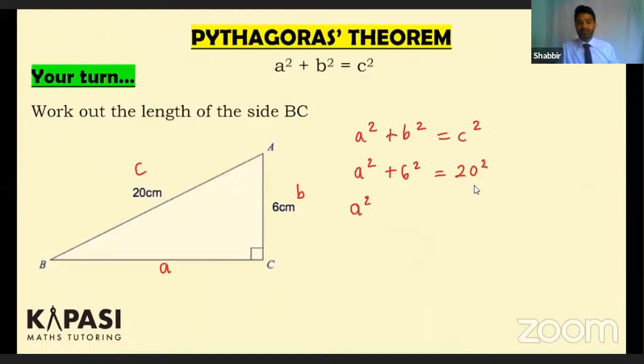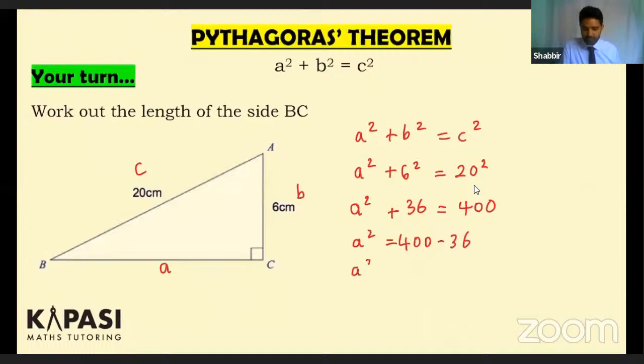I'm just going to leave A squared there, plus 36. 6 times 6 is 36. 20 times 20. Well, 2 times 2 is 4, and if I add the 2 zeros, that makes 400. And then something plus 36 has got to give me 400. So if I do 400 take away 36, that's going to give me A squared.